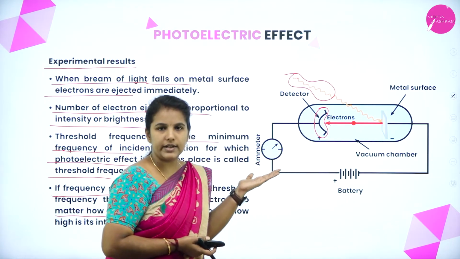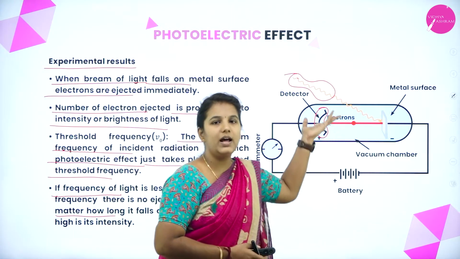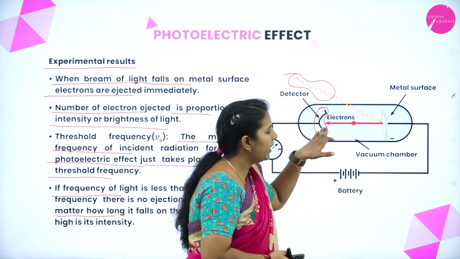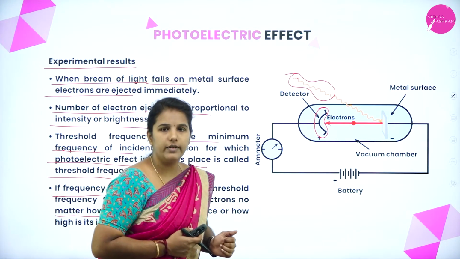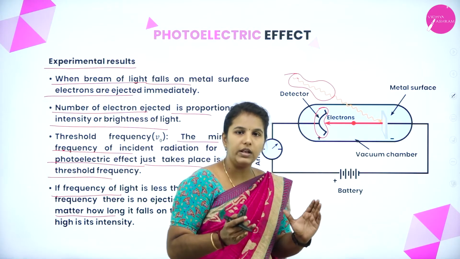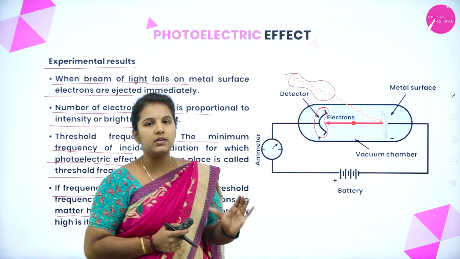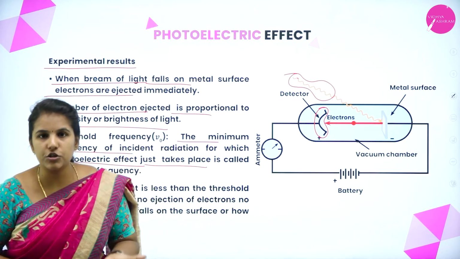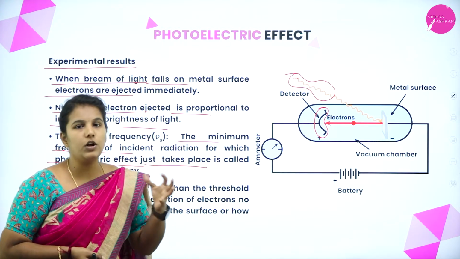The electrons will be ejected. These ejected electrons will be detected by the detector. And in the same experiment, he says that the number of electrons ejected is directly proportional to the intensity of light. And to conduct the photoelectric effect, we need a minimum frequency of light, which is required for the ejection of the electron. That is known as the threshold frequency.